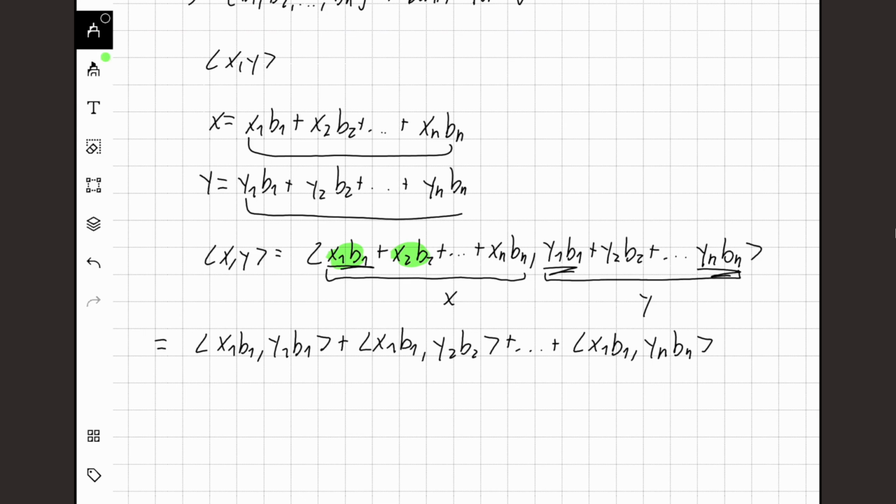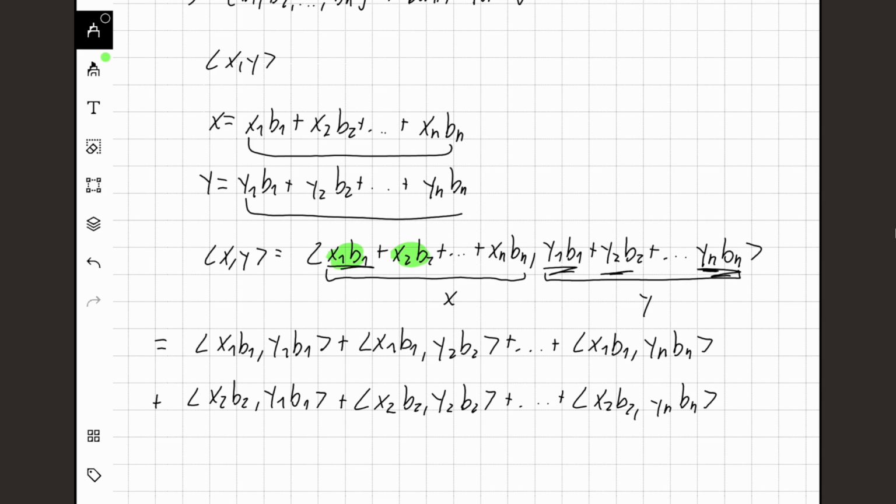And now the second term has to be taken the inner product with everything here too, because again, the inner product is linear. We have to split it up. So what happens is we get plus x2 b2 inner product with y1 b1, plus x2 b2 inner product with y2 b2. And again, this is when you start to realize the dot product is actually a very, very long operation.